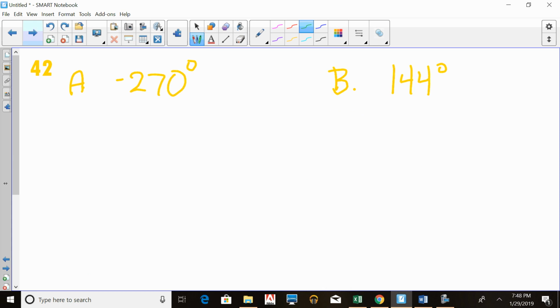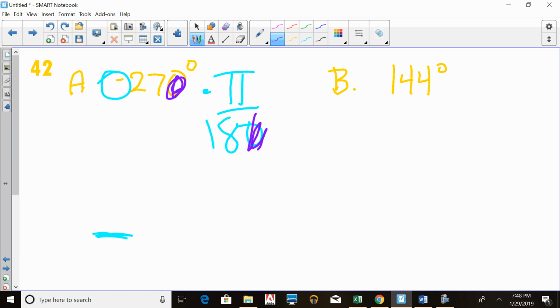Here we have 42, which says, I think you have to write these in terms of pi. Well, remember to convert from degrees to radians, you multiply by pi and divide by 180. And there's a negative, so radian measure is negative. And 270 over 180, hey, we can divide out the 0. And 27 and 18, let's see, what goes into 27 and 18? Hey, 9 does. So that'd be a negative 3 pi over 2.